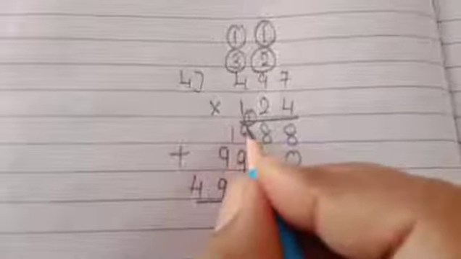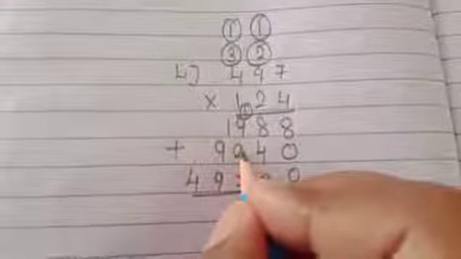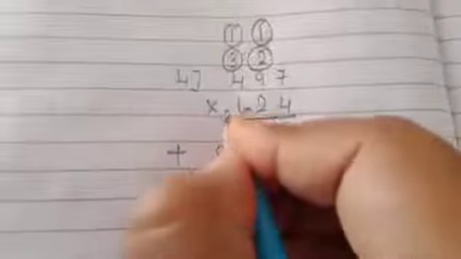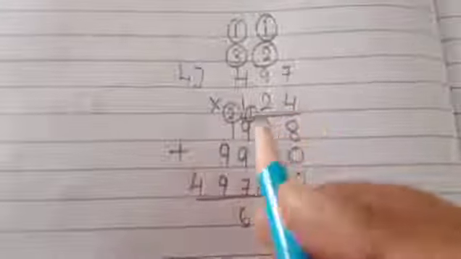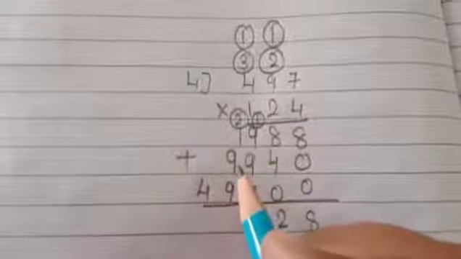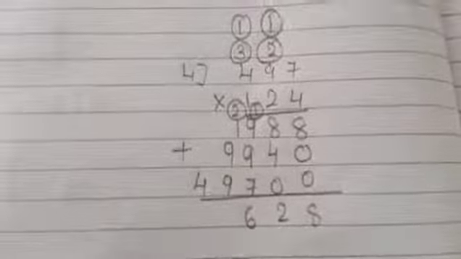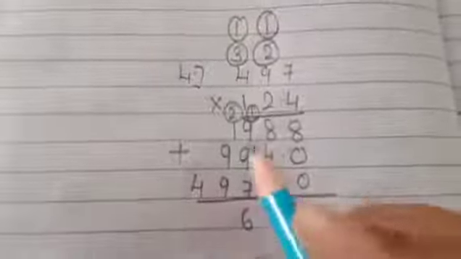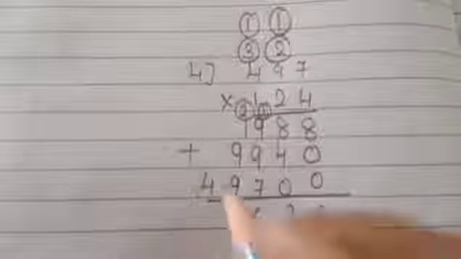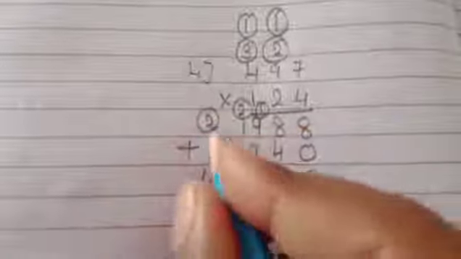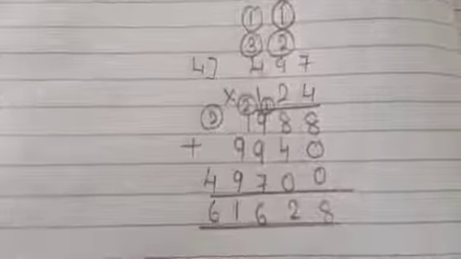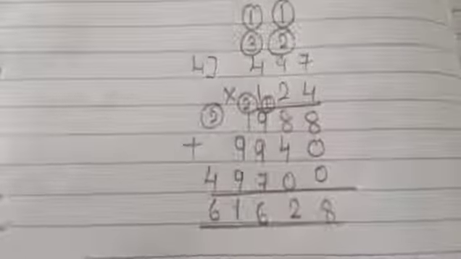Now 1 plus 9, 10. 10 plus 9, 19. 19 plus 7, 26. So 6 we will write down, 2 will be carried over. Now 2 plus 1, 3. 3 plus 9, 12. 12 plus 9, 21. So 1 we will write down, 2 will be carried over. Then 2 plus 4, 6. So our answer is 61,628.